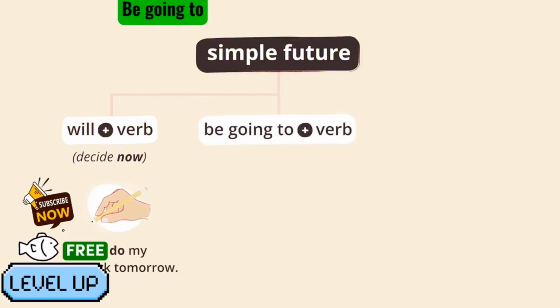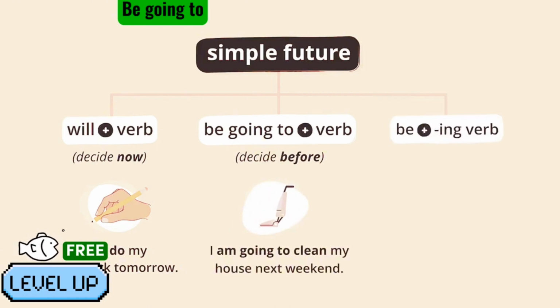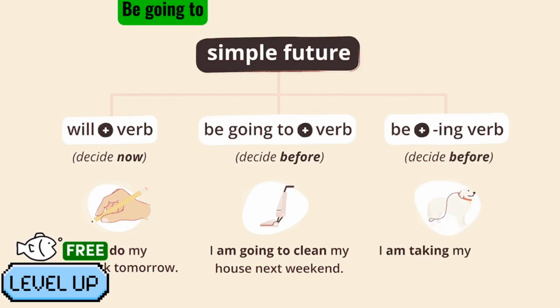We use be going to and a base verb to talk about existing future plans. For example, I'm going to clean my house next weekend. We also use be and an ing verb to talk about existing future plans. For example, I am taking my dog for a walk after class.